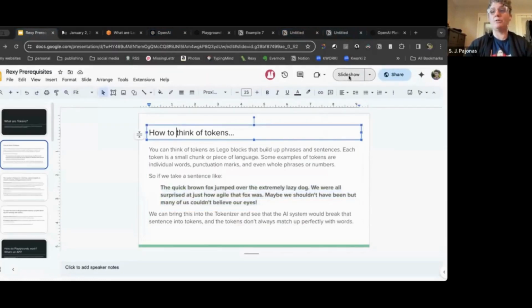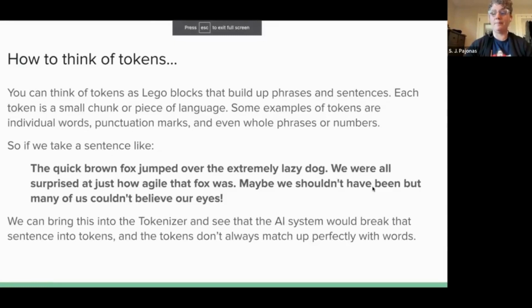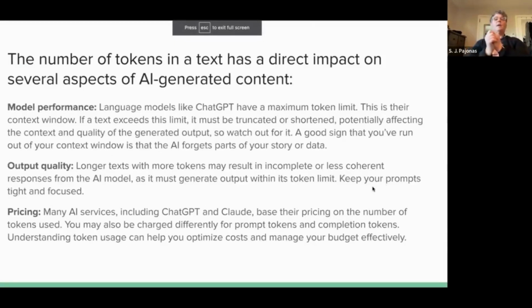Let's go back to my slideshow. Here we are. Okay. So the number of tokens in a text has a direct impact on several aspects of AI generated content. The model's performance: language models like ChatGPT have a maximum token limit. So some of these token limits are small. They're like 4,000 tokens, 4,096. Some of these language models have very large token limits.